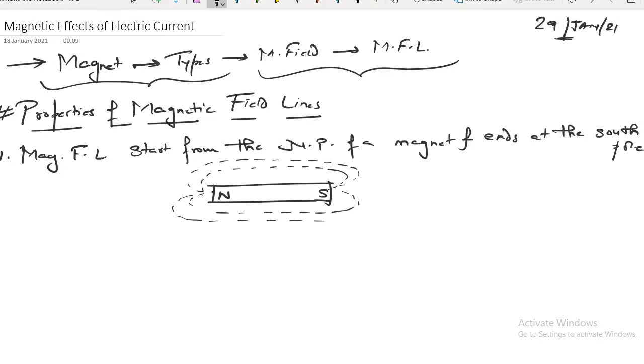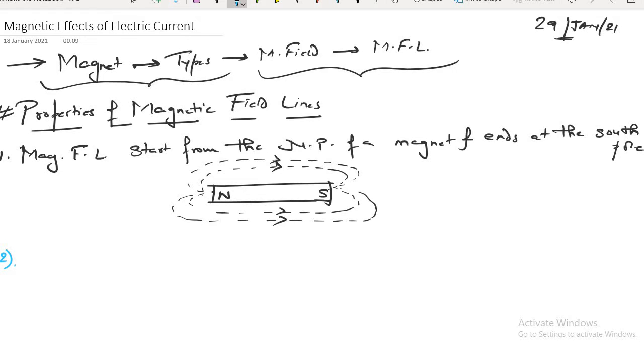If you have any sort of confusion, you can ask me at any time. So we will mark this with an arrow, because this arrow is very important to show the direction of the magnetic field lines. Number one property of magnetic field lines is done. Any problem? Okay, now let's move on to the next property of magnetic field lines.